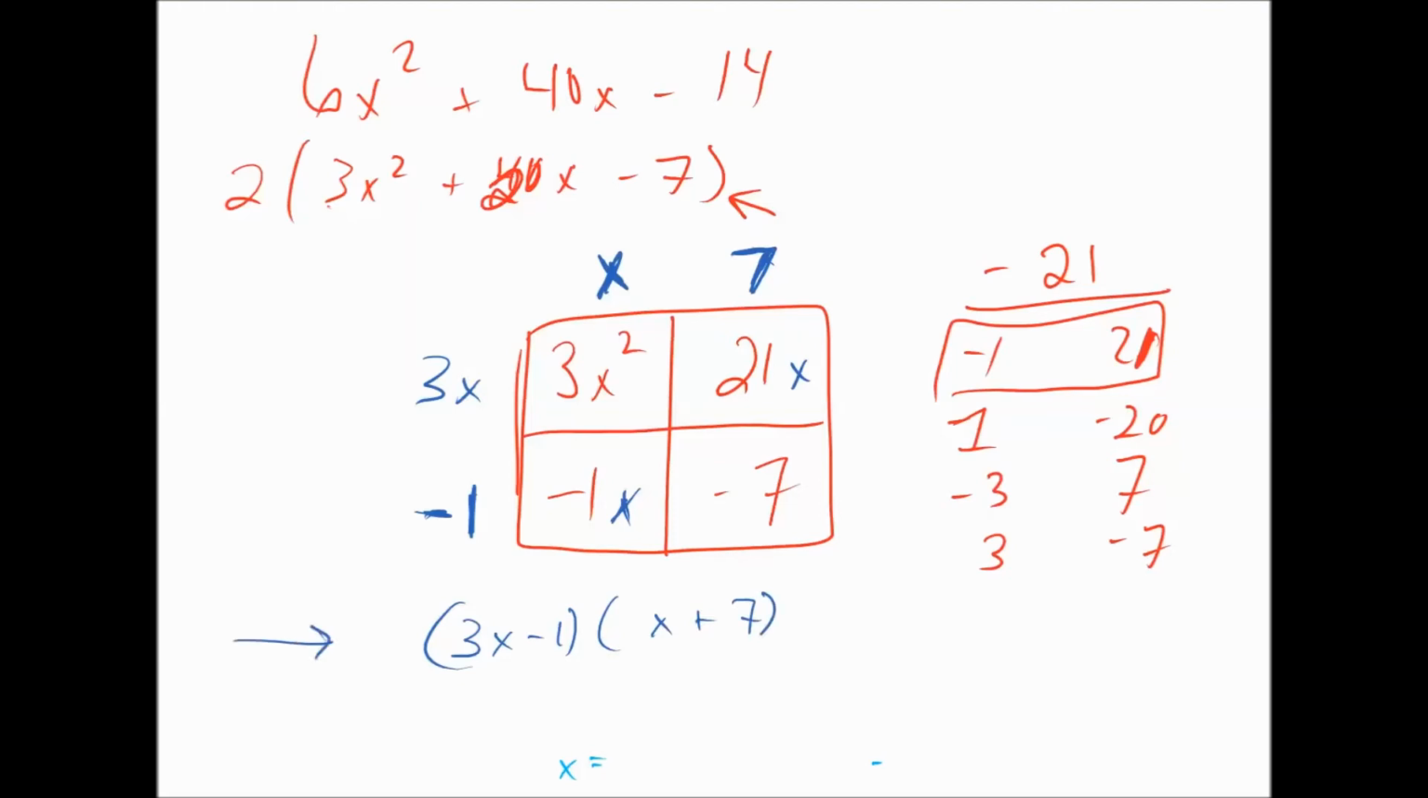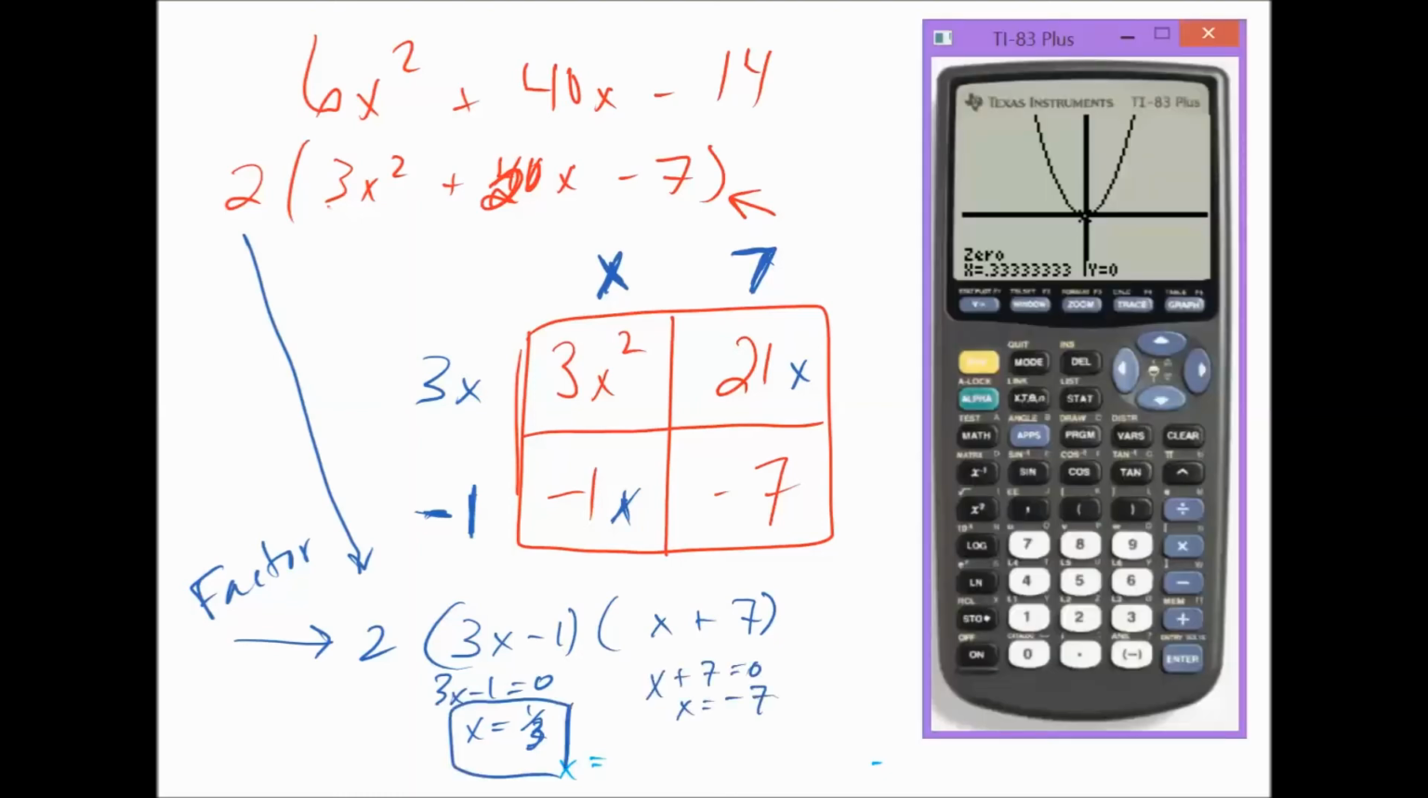That's, if it says factor it completely, this is, you're done here. And of course this 2 should be out front, but I don't really care about that. If it says find the x-intercepts or solve it, then you have to do this extra step and say 3x minus 1 equals 0. X is equal to 1/3. And x plus 7 equals 0. X equals minus 7.